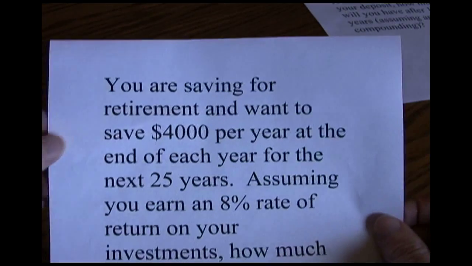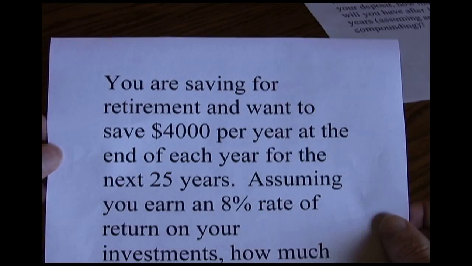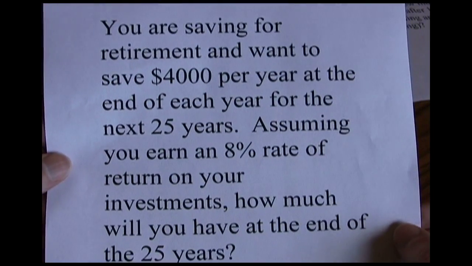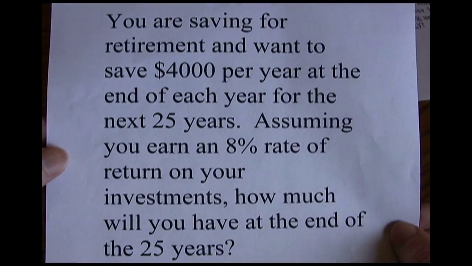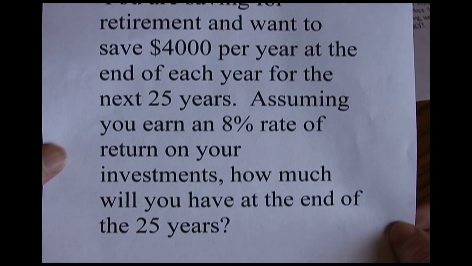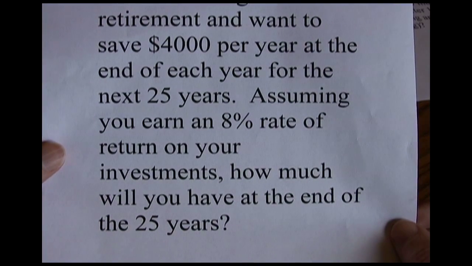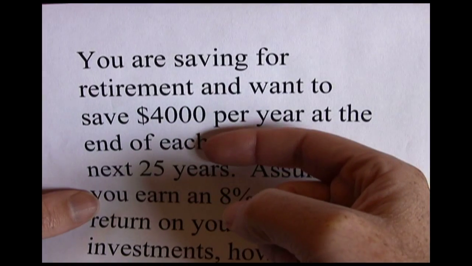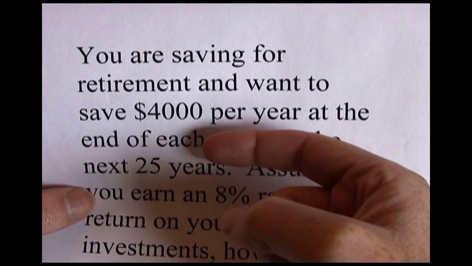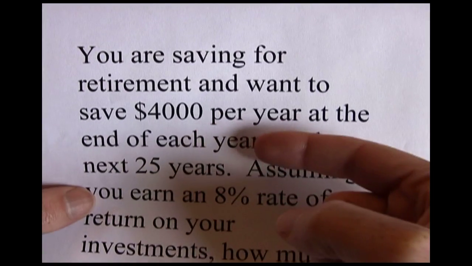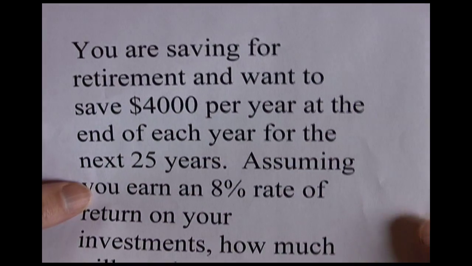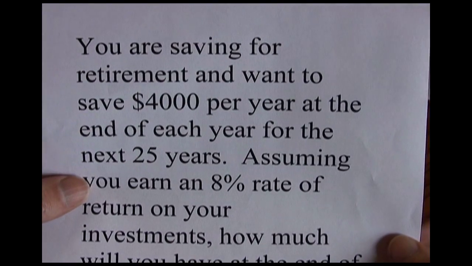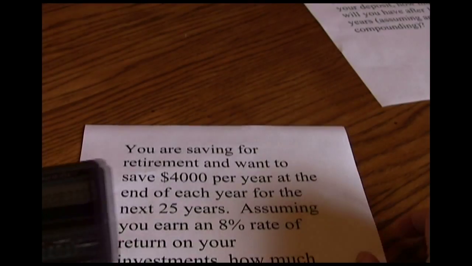Our next problem, we're saving for retirement and want to save $4,000 per year at the end of each year for the next 25 years. Assuming you earn an 8% rate of return on your investments, how much will you have at the end of the 25 years? Now here, one of the key things you'll see is the per year. That tells us that we're dealing with an equal cash flow. It's over the entire 25 years, so this is an annuity. That $4,000 per year represents our annuity payment.